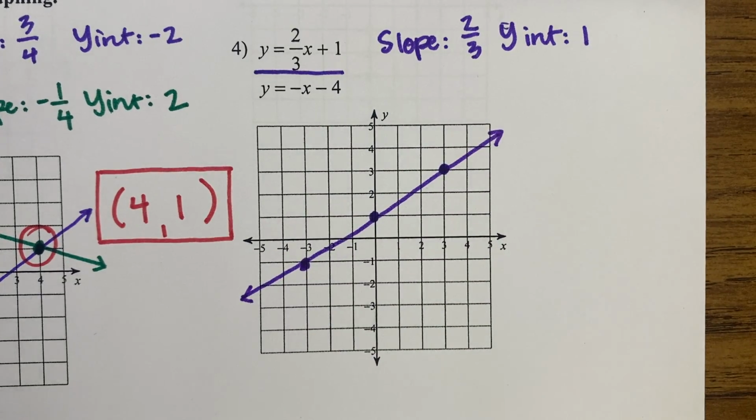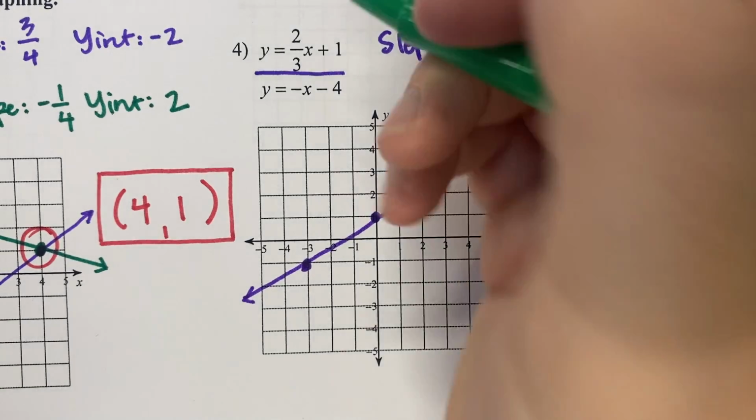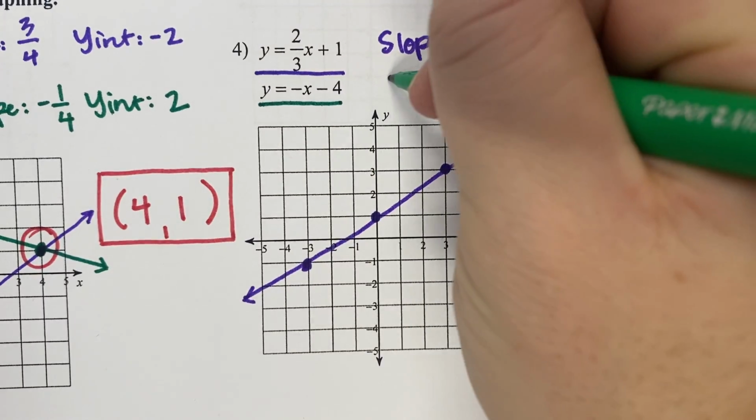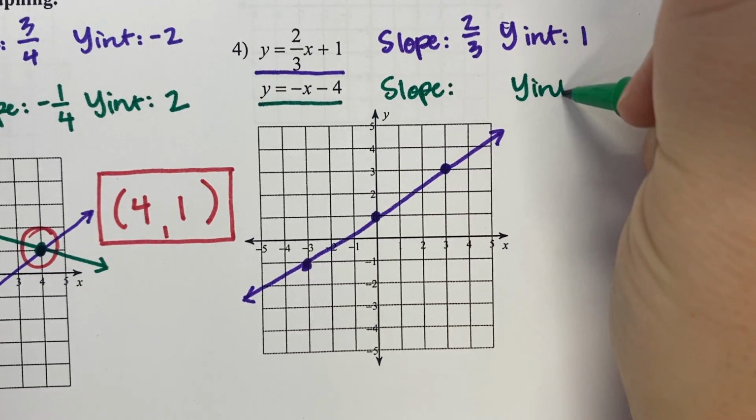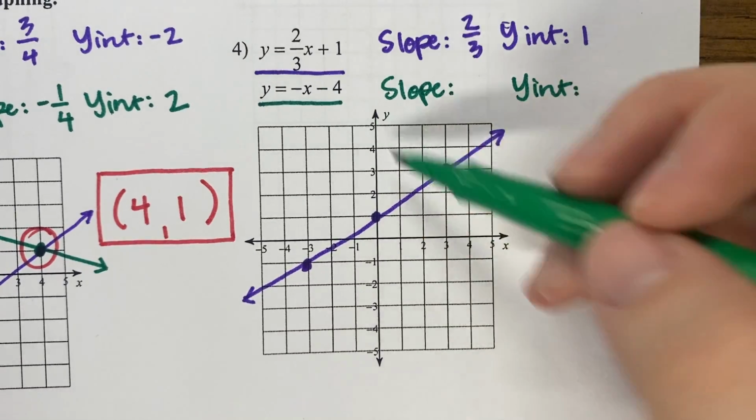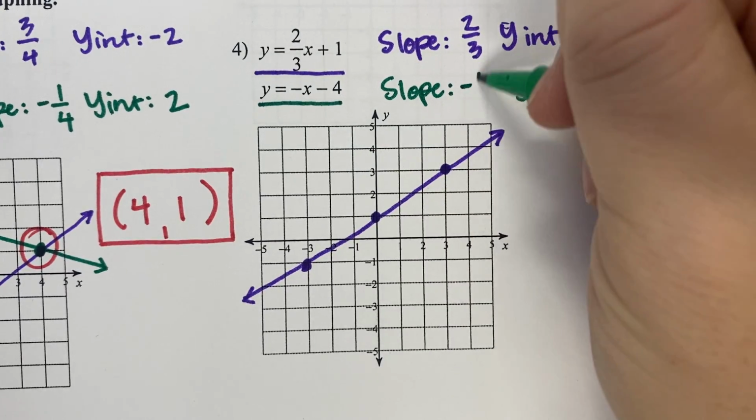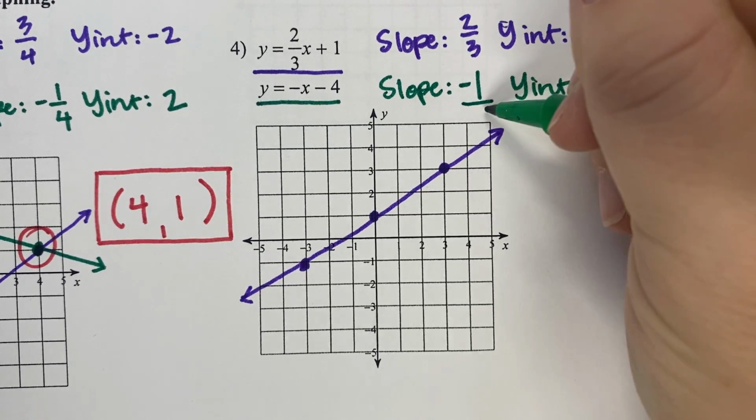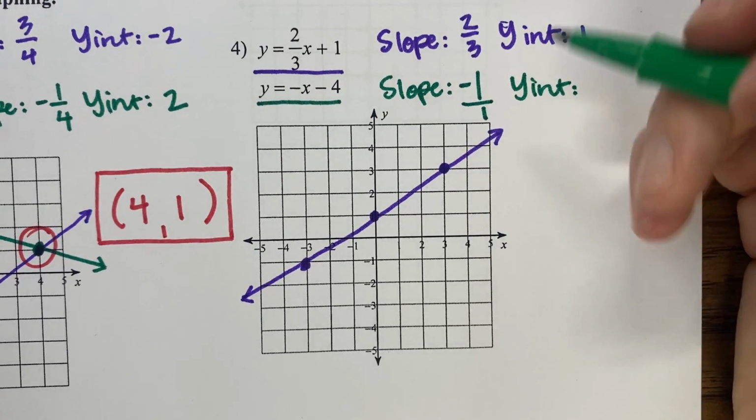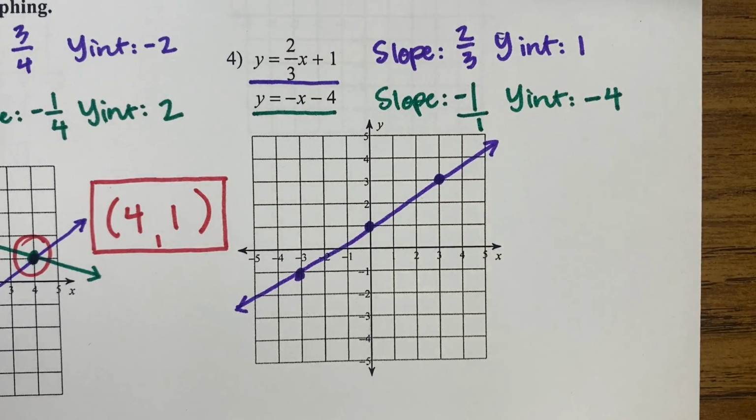Okay, now let's look at our green line, bottom line. Let's identify our slope and our y-intercept. Our slope is the number right in front of the x. This one might be a little tricky, but this is actually a -1. Okay, and we can rewrite that as a fraction to help with rise over run, -1/1. And our y-intercept is -4.